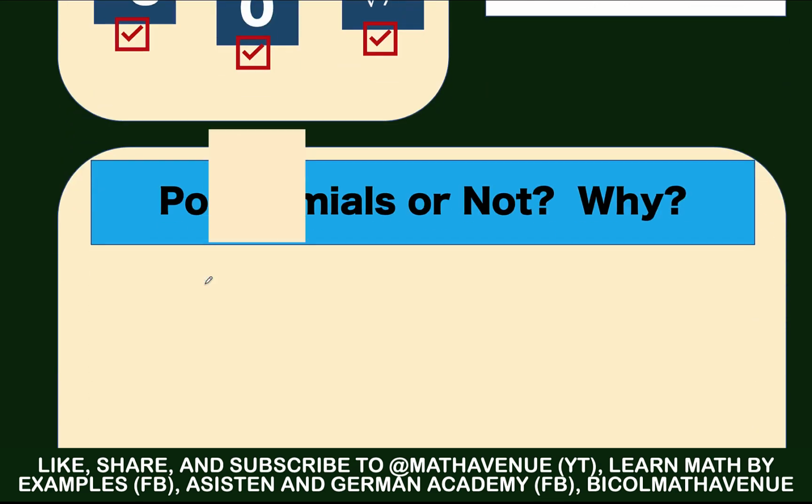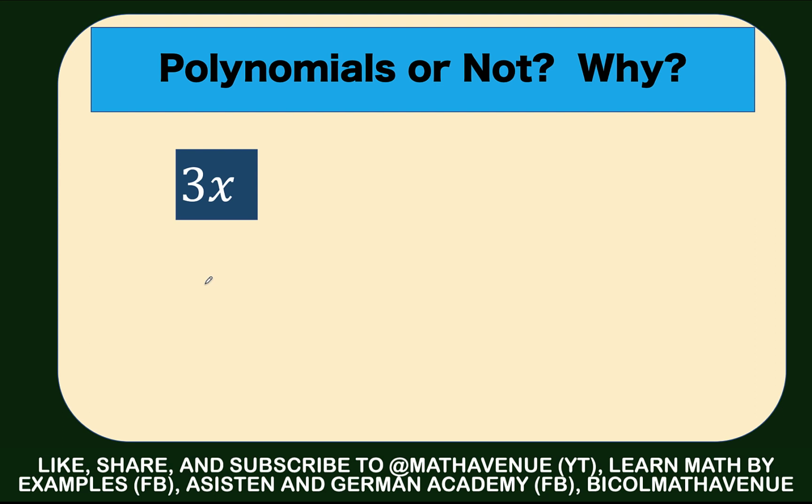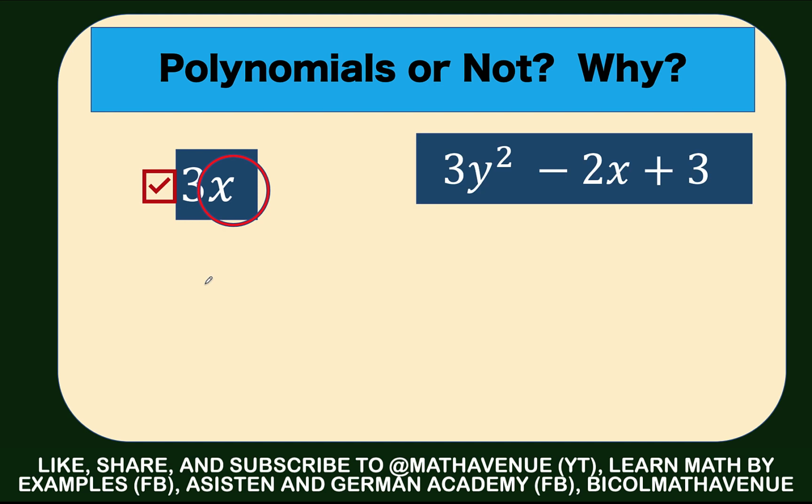Now, let's have more examples. How about 3x? Is this a polynomial or not? The answer is yes, because the exponent of x is 1, it's positive, it's a whole number, and there is no division by a variable. 3y squared minus 2x plus 3. Is this a polynomial? Let's look at the variables. We have y raised to the second. This passes the test. X also passes the test of a polynomial. And therefore, 3y squared minus 2x plus 3 is a polynomial.